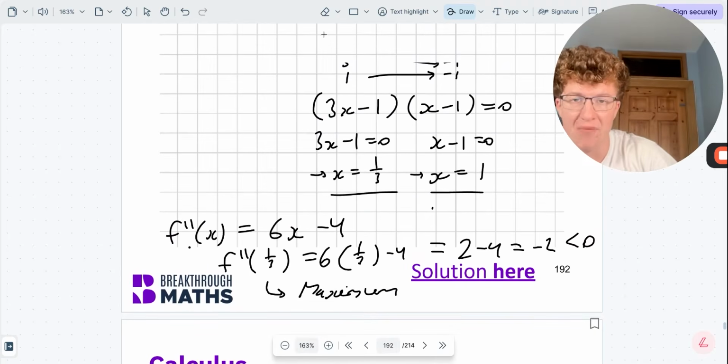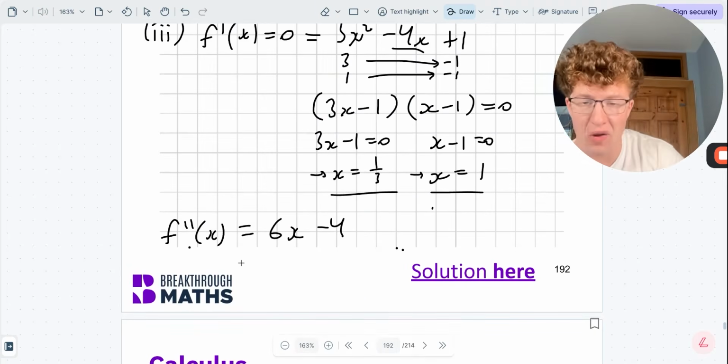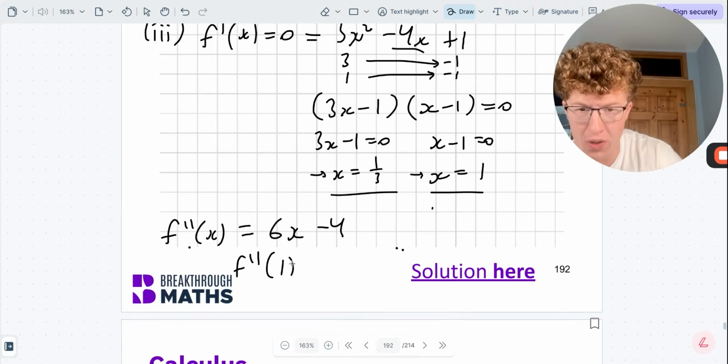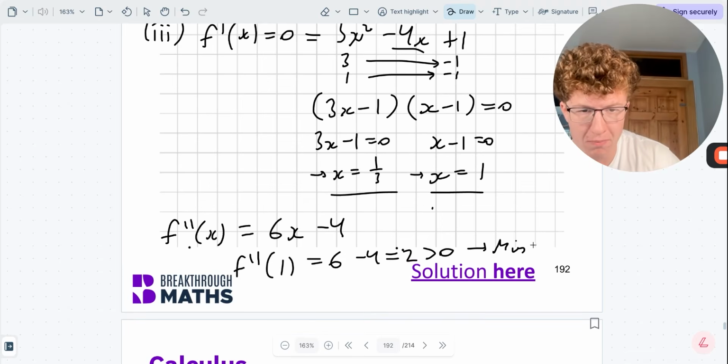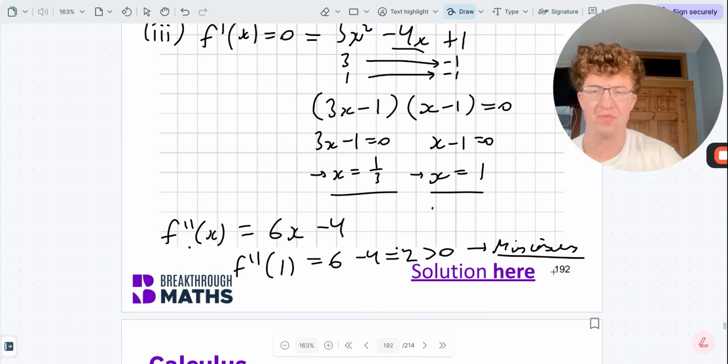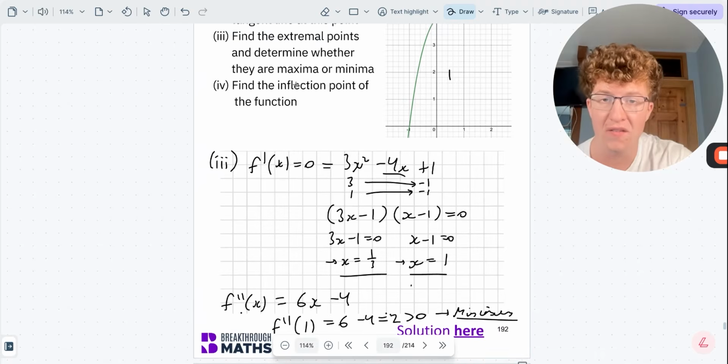And then we're going to do the same for the other guy. I'll rub it out now. So now if I do f prime prime of 1, that's just going to be 6 minus 4, which is equal to 2, which is greater than 0. So that is a minimum. Boom, done. Then the last part, find the point of inflection of the function.